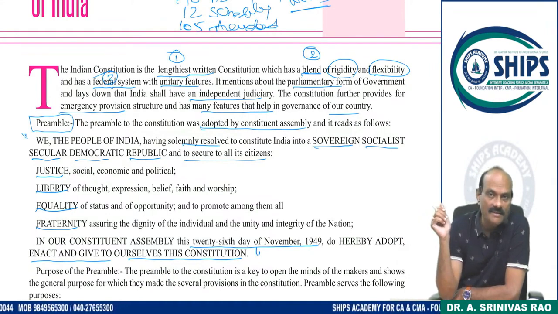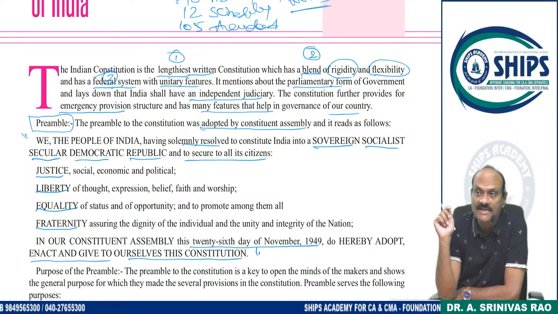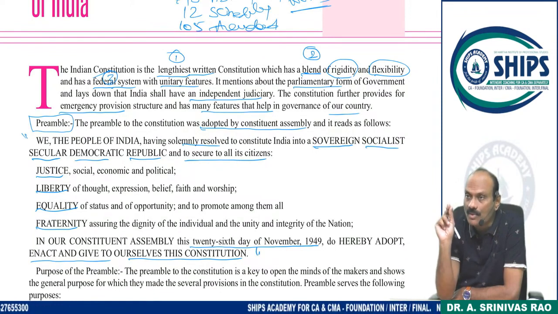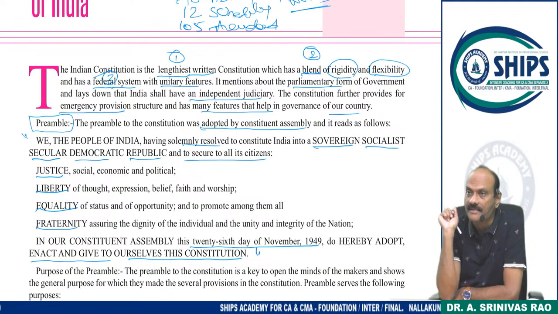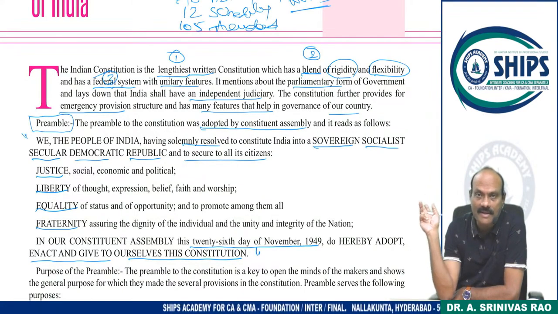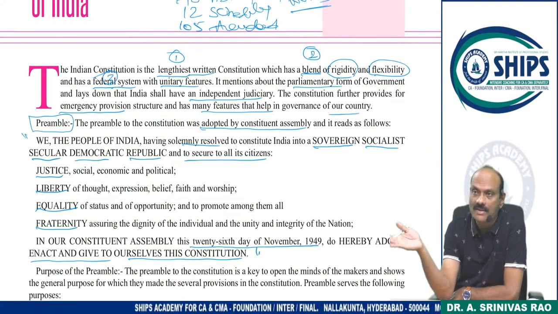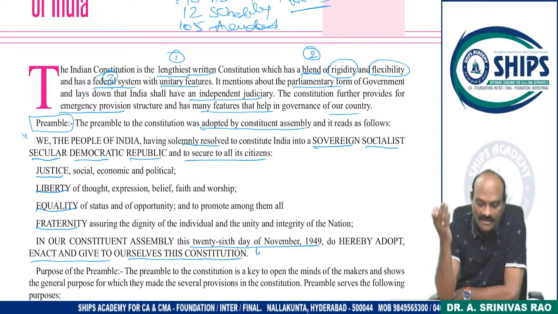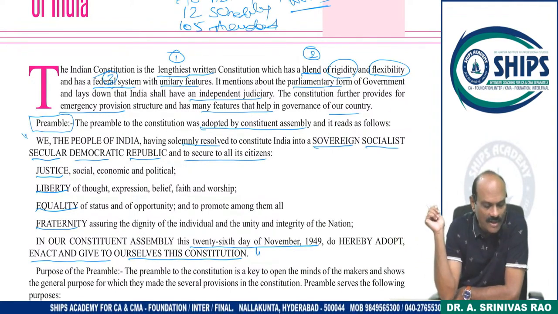Whereas in Pakistan, they promote Islam, because Pakistan is an Islamic state. They promote only Islamic culture there. That is not a secular country. It is called an Islamic country. It promotes and encourages one particular religion. Fourth one, democratic.